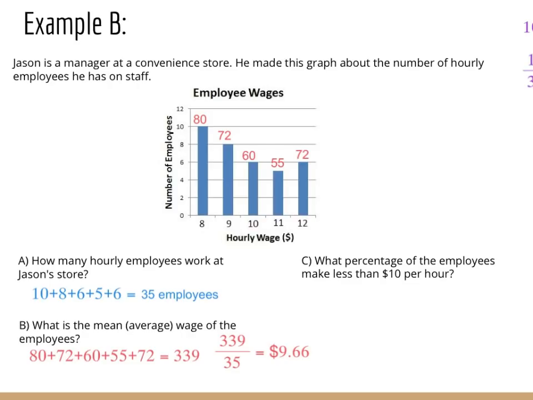$9.66. And if you take a look at the graph, that makes sense. There's about 18 people who make between 8 and 9, and then the numbers are smaller for 10, 11, and 12. So between there, you're going to find the $9.66.